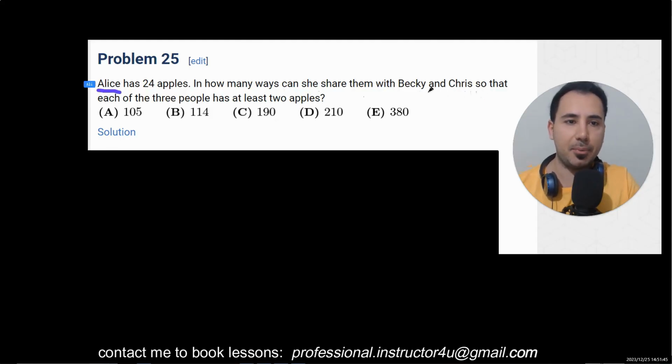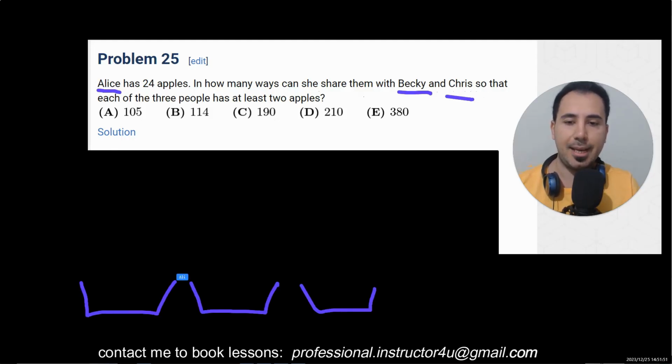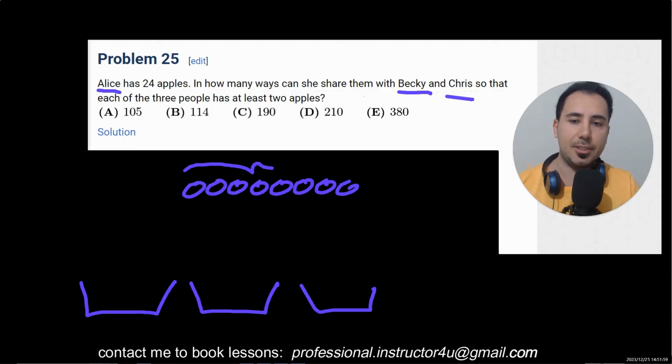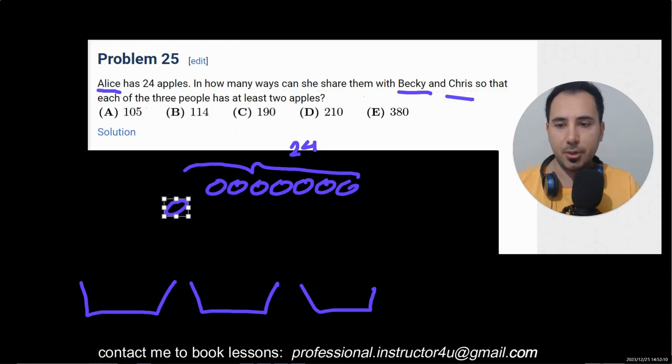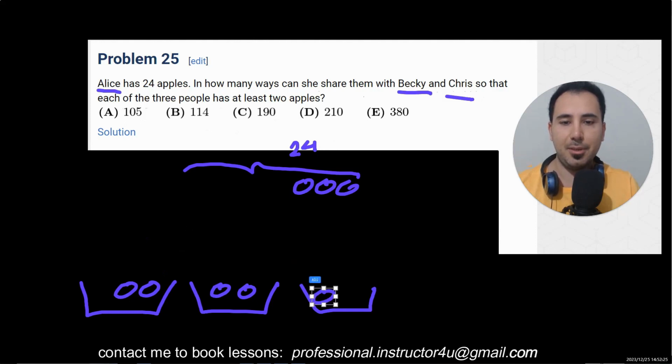We have 3 people. Okay, so imagine each person is a basket. And how many apples do we have? Like imagine we have 24. I'm not going to draw all of them, okay? So imagine all of this is 24. Now, each of the 3 people has at least 2 apples. So it's going to be like this. So from this 24, 1 goes here. Now we have 23. Okay, 22 left. 1 more to this person. 1 goes to this person. So another one and another one.